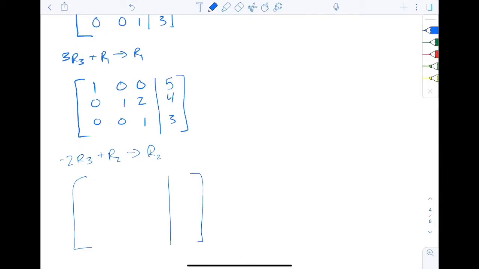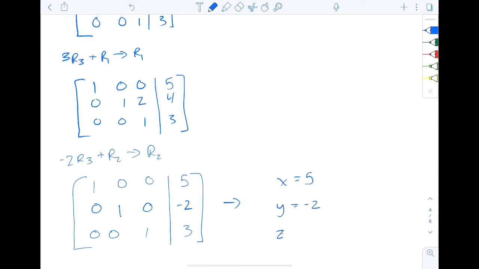Okay, so I have 0, 0, 1, 3, 1, 0, 0, 5. Okay, and then we'll do the middle one here. 0 plus 0 is 0. 0 plus 1 is 1. Negative 2 plus 2 is 0. Okay, now for the last one here. Negative 2 times 3 is negative 6. Negative 6 plus 4 is negative 2. And this system is x equals 5, y equals negative 2, and z equals 3.